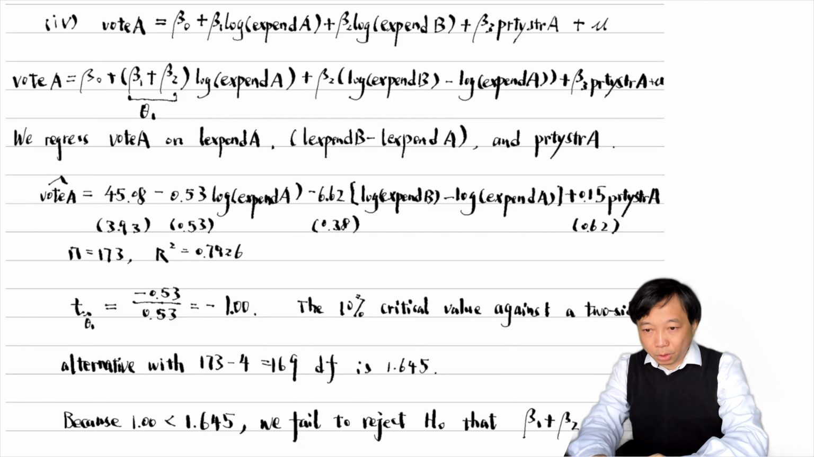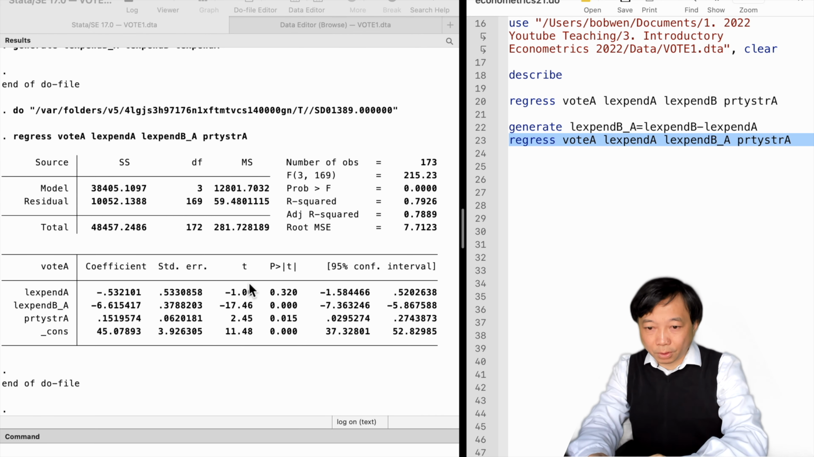In other words, we could not reject the null hypothesis that a 1% increase in A's expenditure will offset the effect of a 1% increase in B's expenditure. An easier way to see the significance of the estimate is to look at the p-value of the t-statistic. It is 0.320. It implies that we could not reject the null hypothesis at even the 30% significance level.